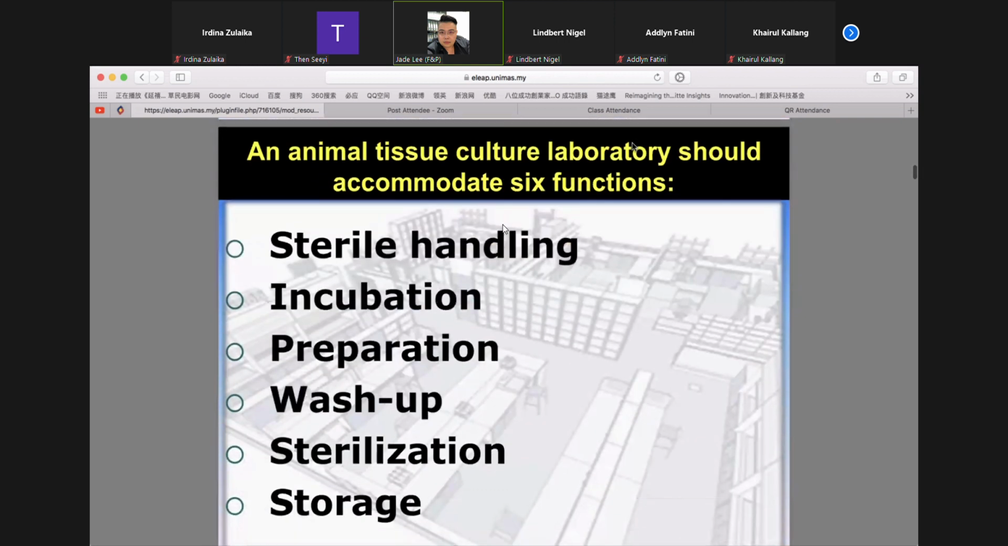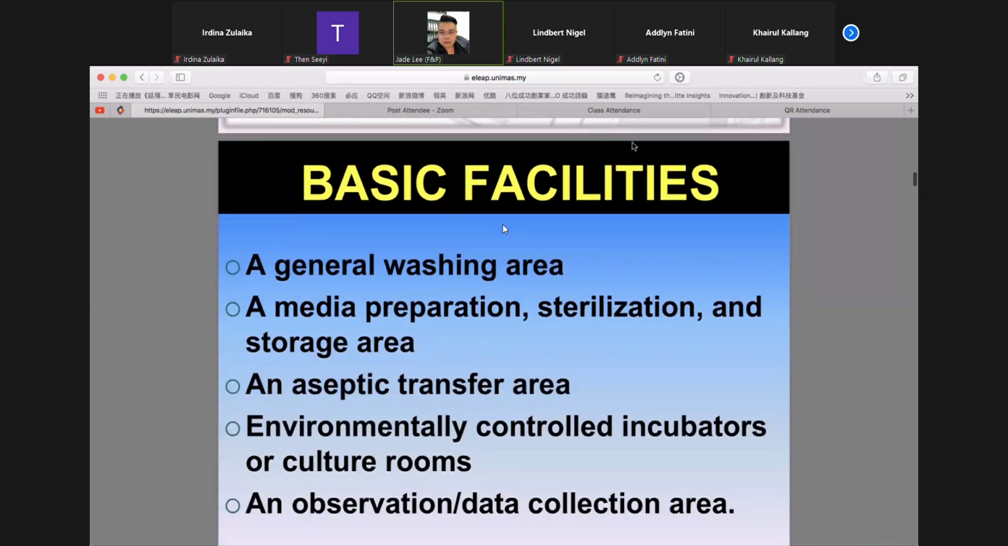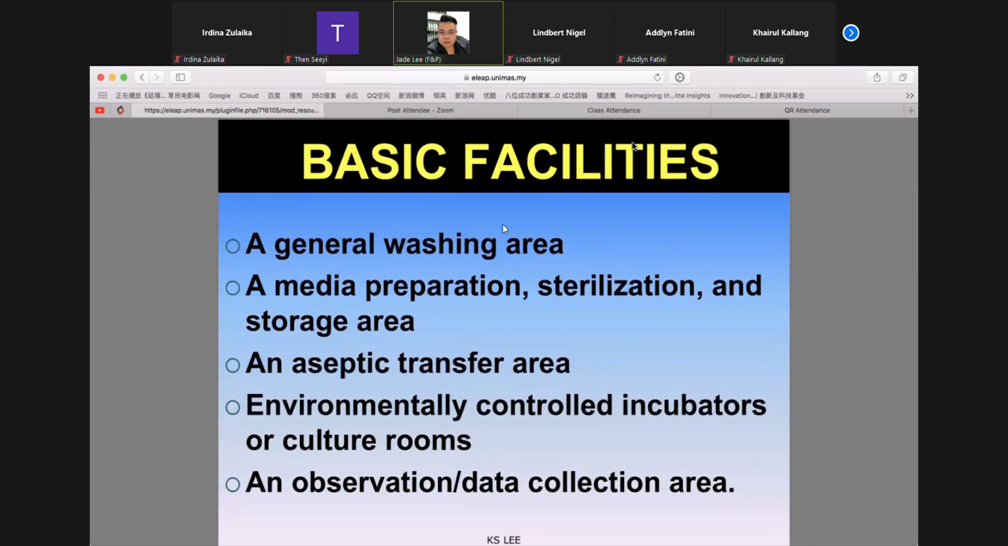Okay. Now, an animal tissue culture lab should accommodate at least 6 functions. First is the sterile handling, the incubation, the preparation, the washing up, the sterilization, and storage. These are the at least 6 functions that a tissue culture lab should accommodate, right? So for the basic facility, you should have a general washing area, as I mentioned just now, a media preparation area, sterilization and storage area, and you should have an aseptic transfer area, which is your laminar flow hood, the environmentally controlled incubators or the tissue culture room, and an observation or data collection area, which is your microscope room.